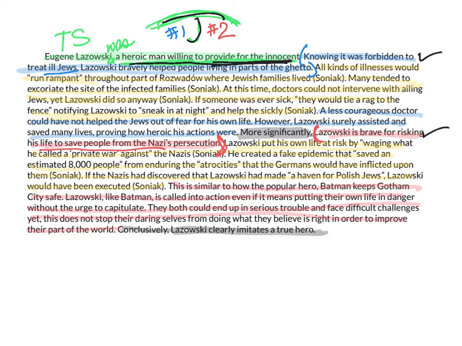So let's now change our focus to how good is this first argument. So, knowing it was forbidden to treat ill Jews, Lazowski bravely helped people living in parts of the ghetto. All kinds of illnesses would run rampant throughout parts of, I have no idea how to say that, where Jewish families lived. Cited. Many tended to excoriate the sight of infected families. Cited. At this time, doctors could not intervene with ailing Jews, yet Lazowski did so anyway. Cited. If someone was ever sick, they would tie a rag to the fence, notifying Lazowski to sneak in at night and help the sickly.